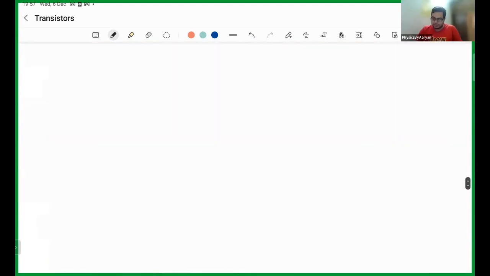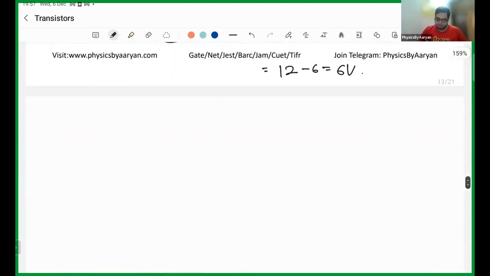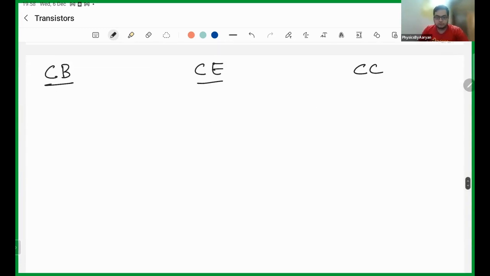Okay. So let me very quickly summarize the formula, which is very important in this situation. We have three situations: common base, common emitter, and common collector. I will do these two because they are most important. The questions from common collector rarely come. So let's do common base and common emitter. For common collector, you can look by yourself. It's in the notes completely.